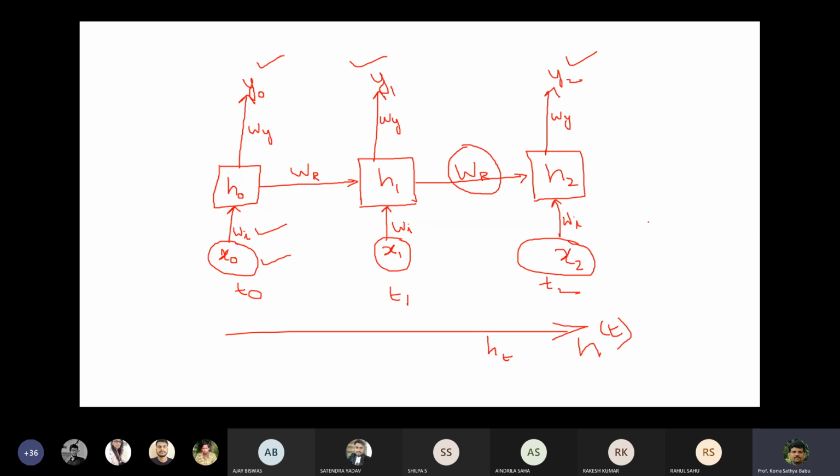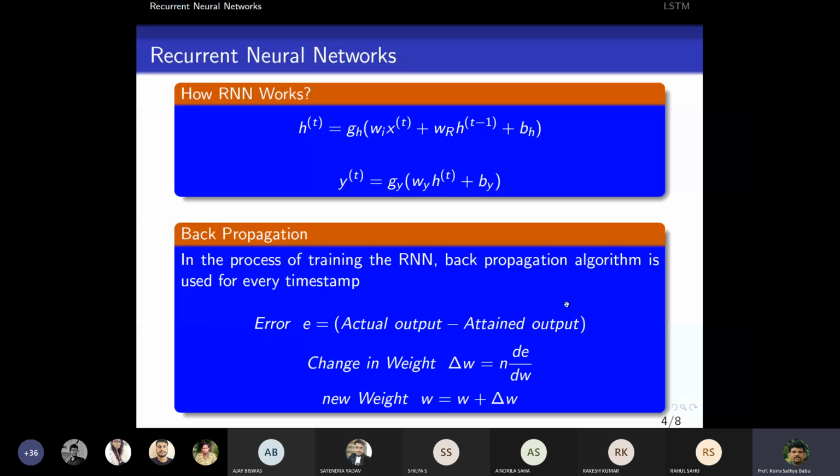Okay, how far it is dependent. Now one thing we try to do is get the output wyt or something like that, and again we compare it with the actual output, and then we go for back propagation if there is some error. How is the error calculated? In the process of training the RNN, the back propagation algorithm is used for every timestamp or every epoch. Now you see, error E is equal to actual output minus the attained output.